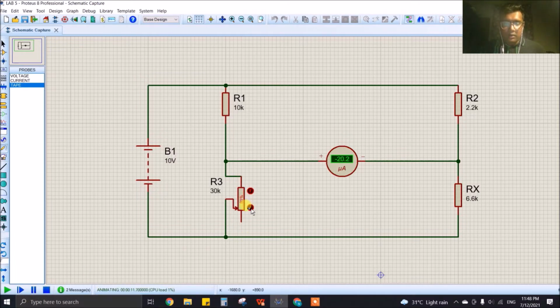So let's just make it to 100. So for this changed value in the unknown register, which is 6.6 kilo ohm, with the usage of R3, which is a 100% capacity, which is 30k. So based on this, we can say that when we use the calculated values in the simulation, we obtain 0 microampere in the simulation.